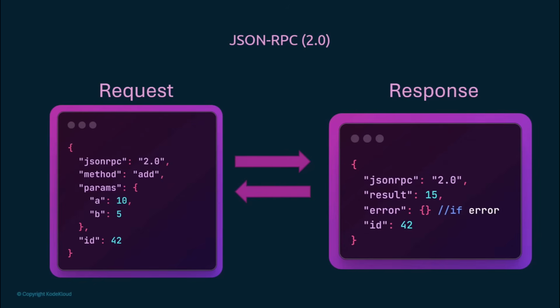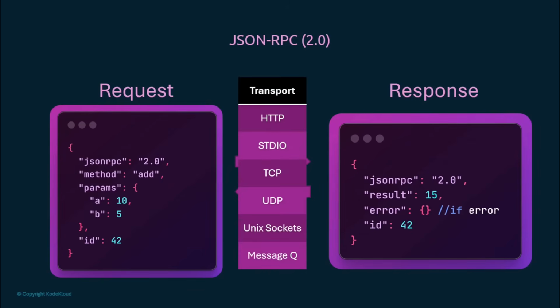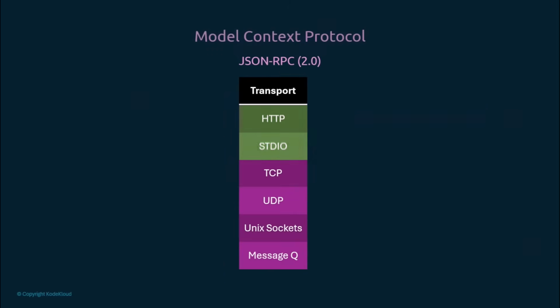Now note that JSON-RPC is a simple protocol, meant to be kept simple. As such, it is stateless and does not define how data is transmitted between client and server. So that's up to us to decide. It could be HTTP, WebSockets, TCP, UDP, Unix sockets, message queues, standard I/O, etc. So MCP supports HTTP and standard I/O as the transport mechanisms for client-to-server communication.